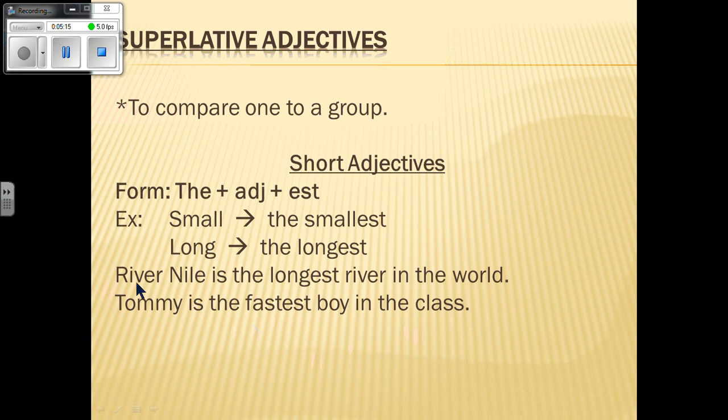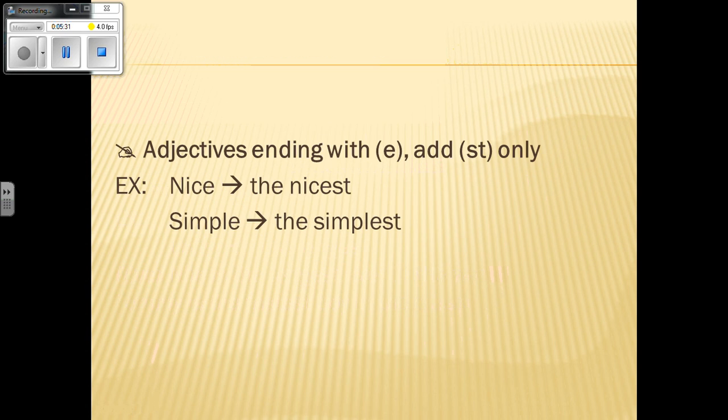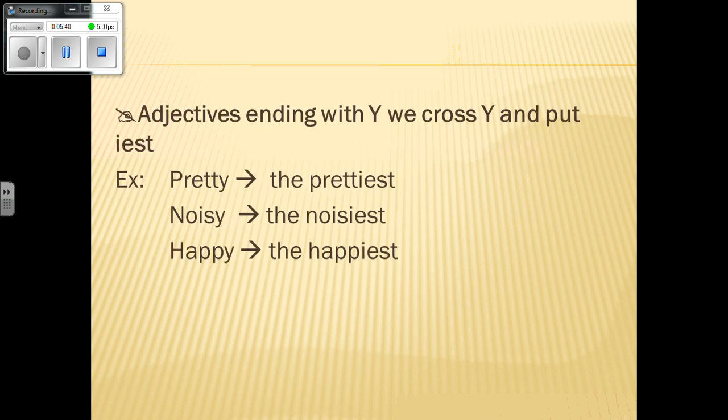Here, I compared River Nile to all of the rivers in the world. Tommy, I compared him to all of the boys in the class. So I used the superlative adjective by adding the before the adjective and est after it. The same, if the adjective ends with e, we will add st only. Nice, the nicest. Simple, the simplest. Adjectives ending with y, we cross y and put iest. Pretty, the prettiest. Noisy, the noisiest. Happy, the happiest, okay?